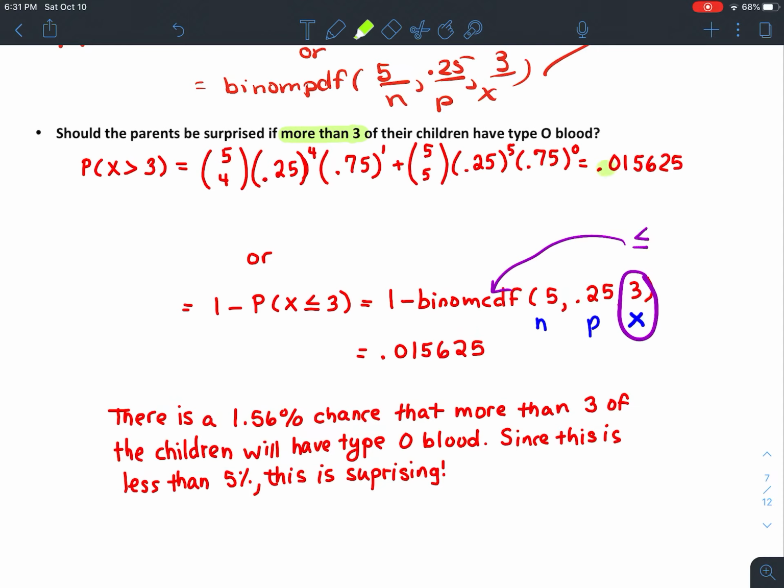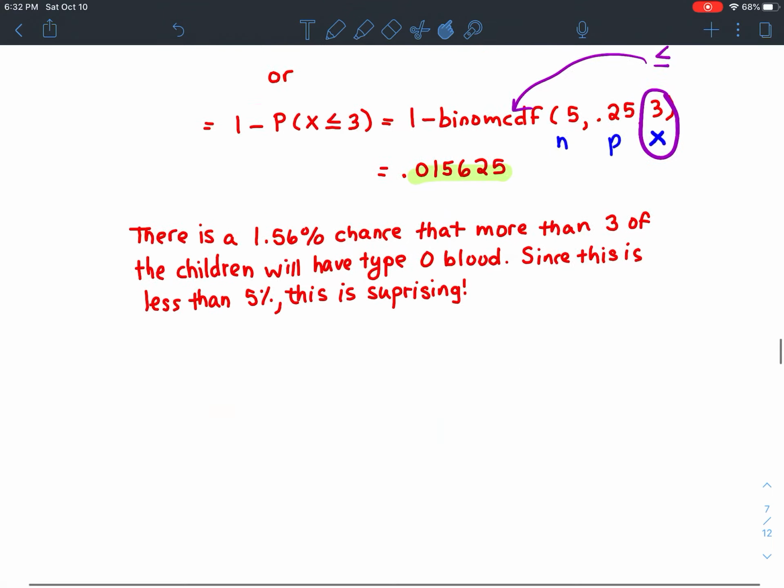We could type this in the calculator. You can see that we get the exact same answer. We're going to respond that there is only a 1.56% chance that more than 3 of the children would have type O blood. And then we want to add this because it was asking, should they be surprised? Since this is less than 5%, this is surprising. Anything under 5% is always surprising if it happens, because the likelihood of that occurring is considered extremely rare if it's under that 5% benchmark.